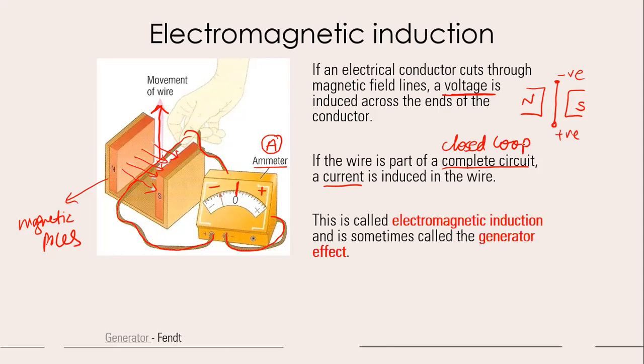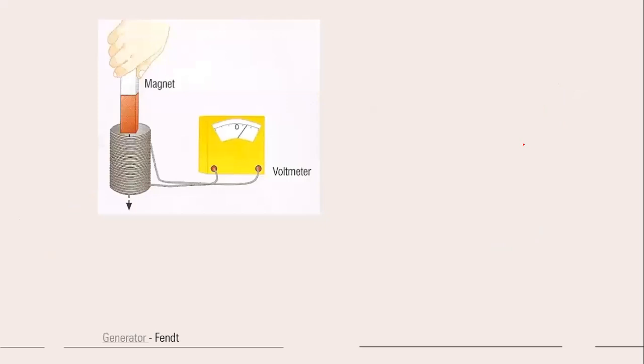This effect is known as electromagnetic induction, and sometimes it is also known as the generator effect. It means that whenever you move a conductor in a magnetic field, it induces a voltage in the conductor. This effect is known as electromagnetic induction. Or whenever you move a wire which is part of a complete circuit, let's say an ammeter or a resistor is there with the wire, and you're moving that wire inside the magnetic field, and the wire forms a complete circuit, then current will be induced. This process is known as electromagnetic induction.